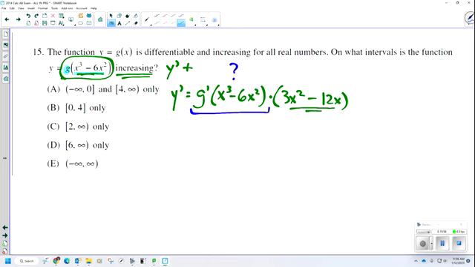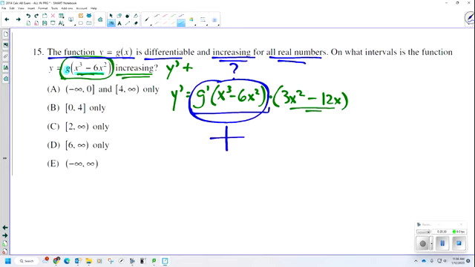How am I going to handle that? You see in the first statement, the first sentence really, the function y of g of x is differentiable and it's increasing everywhere. This part here, since it's increasing, g prime will always be positive because it's increasing for all real numbers, or everywhere. All right? So I really am now down to the point where I just got to figure this out.